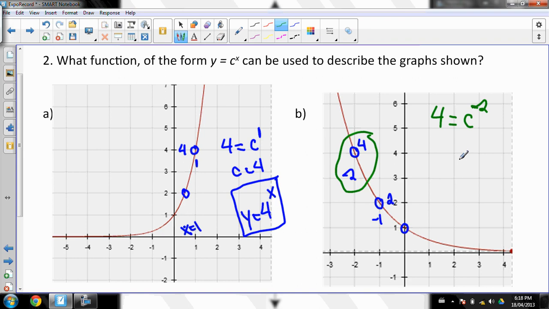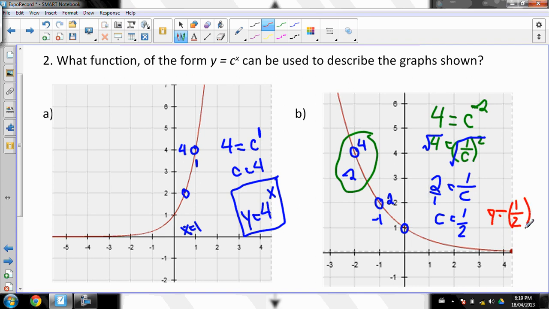So when my exponent is negative 2, that negative flips my base. So 4 equals 1 over c squared. If I square root both sides, I'll get rid of the square on this side. So on the left here, I get 2 equals 1 over c. Now this is technically 2 over 1. So if I flip the right-hand side, I flip the other side. So I say c equals 1/2, which means my equation is y equals (1/2) to the power of x.